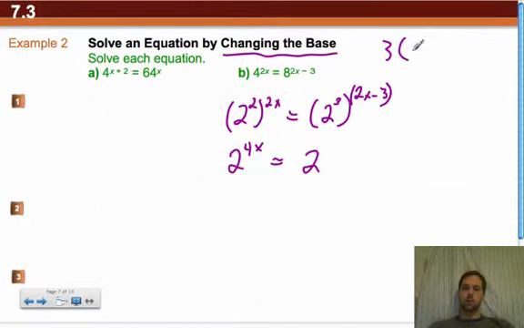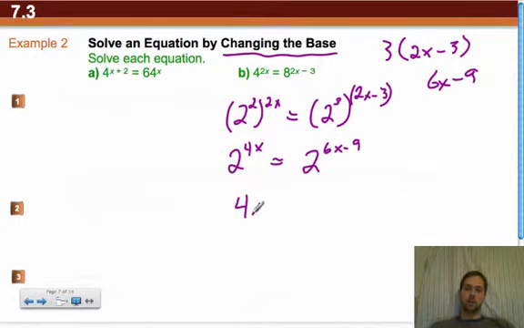Power of a power, we multiply 3 into this whole thing. So 3 goes into 2x minus 3, and we end up with 6x minus 9. So 2 to the power of 6x minus 9. Now again, they have the same base. So in order for these things to be equal to each other, their exponents must be identical, meaning 4x must be equal to 6x minus 9.